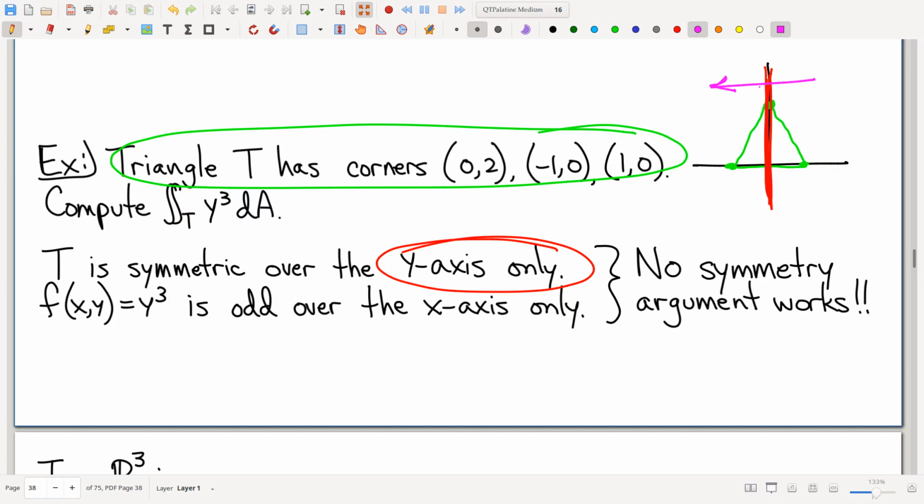Right? This function, said differently, is only odd over the x-axis. Because reflecting over the x-axis is what negates the y. Does everybody see the problem there? Why this does not work. There is no symmetry argument. It's not that the student didn't show the whole symmetry argument. It's that there is no symmetry argument, and any suggestion that there was is just wrong.